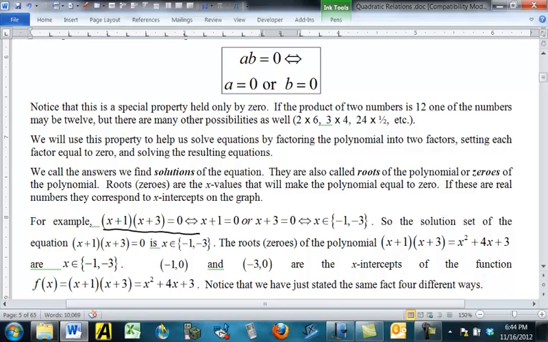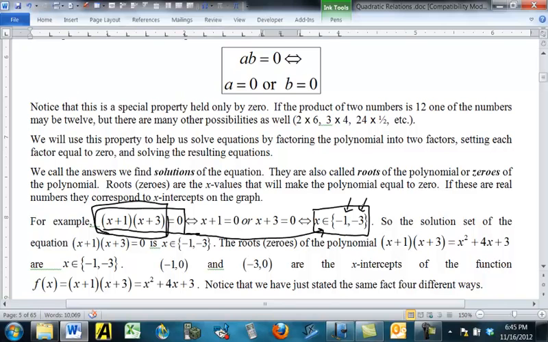But x plus 1 equals 0 means x equals negative 1. And x plus 3 equals 0 says x equals negative 3. In fact, you can probably do this in your head. Just look at this and see that x equals negative 1 and x equals negative 3 are the solutions. If you're just looking at this left side as a polynomial, then we say that negative 1 and negative 3 are roots of that polynomial, or zeros of that polynomial.